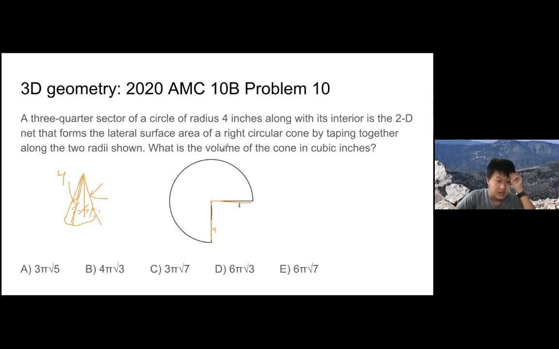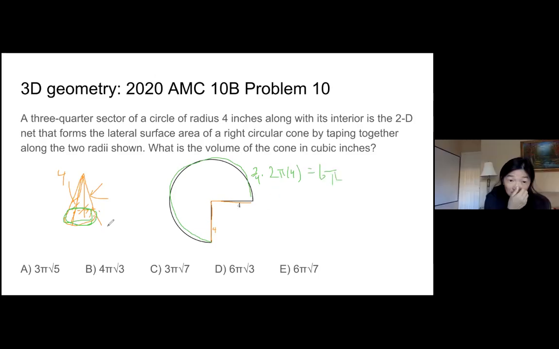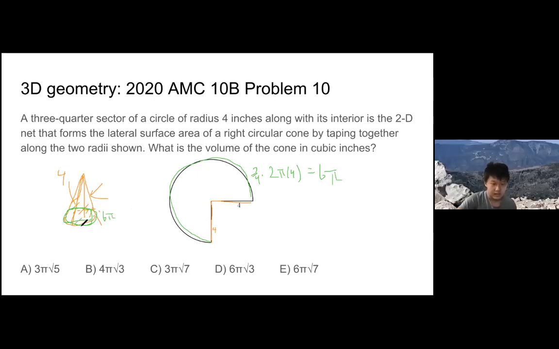Now, let's try to find the radius of the base of the cone. That's going to be a bit harder, but notice that, let me use a different color for this. This circumference part corresponds to this part of the cone. What's the length of this? Well, this is 3/4 of a circle. So the length is 3/4 of the circumference, which is 2 pi times the radius. So the length of the circumference is 6 pi. The radius is 6 pi over 2 pi, that's 3.